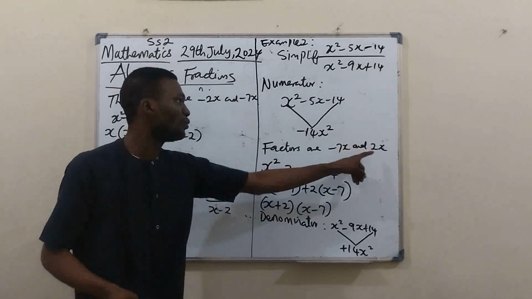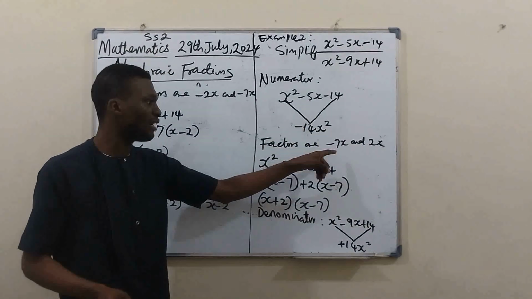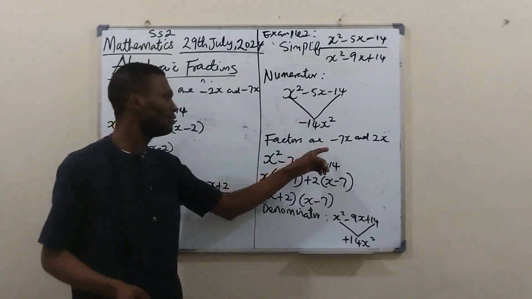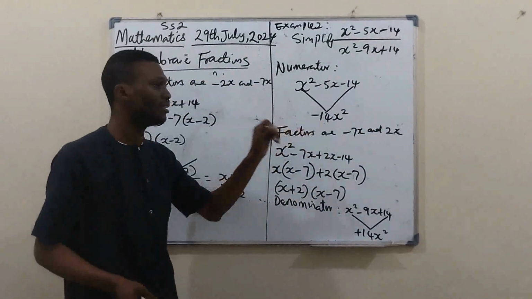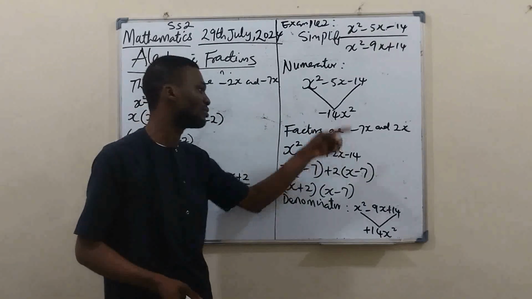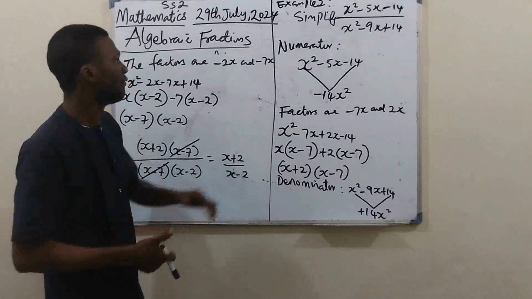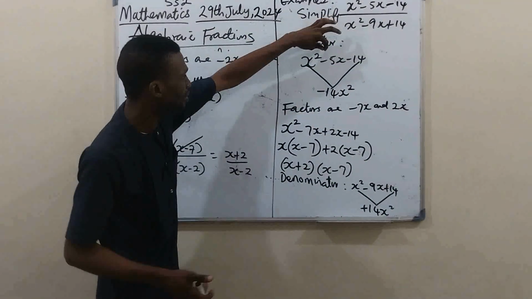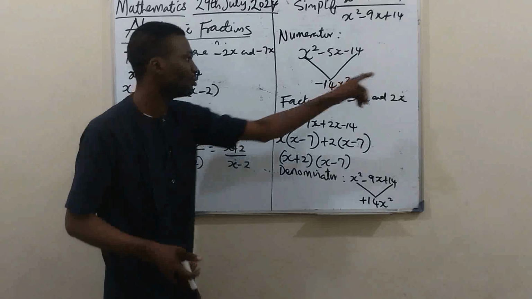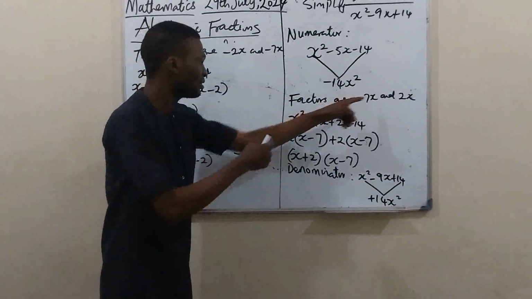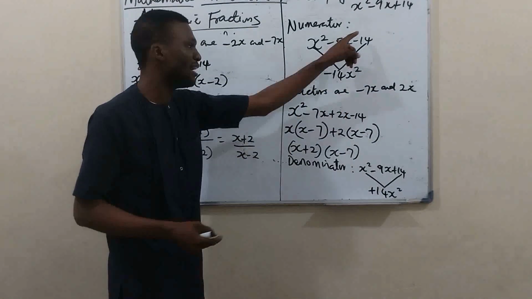Minus 7 plus 2 is minus 5. Therefore, minus 7x plus 2x is minus 5x. Also, minus 7 times 2 is minus 14. Therefore, minus 7x times 2x gives us minus 14 x squared. So we have succeeded in splitting our middle term into minus 7x and 2x. In place of minus 5x, we now have x squared minus 7x plus 2x, then minus 14.